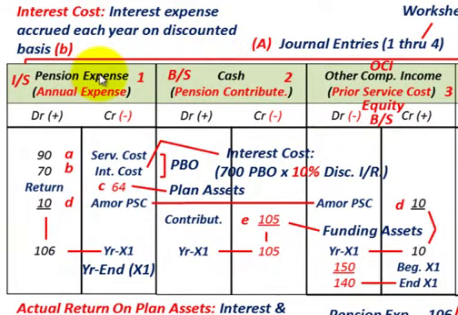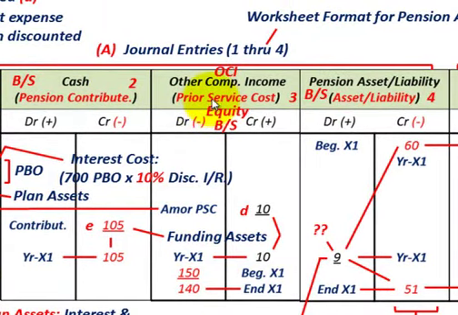Our first account is going to be our pension expense account on our income statement, and that's the annual expense for the pensions. Then on our balance sheet, we're going to have a cash account, and that's going to be for our pension contributions. Then also on our balance sheet, but part of the equity section, is other comprehensive income, and that's going to be for our prior service cost. We'll get into detail with a basic example going through each of these accounts.